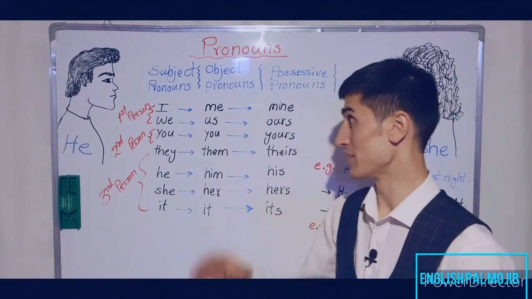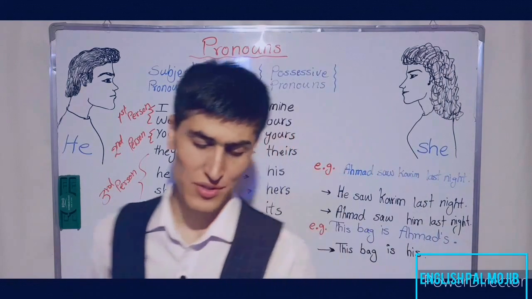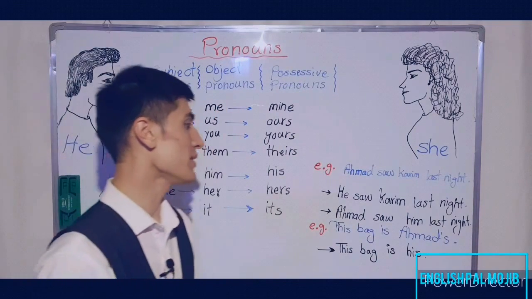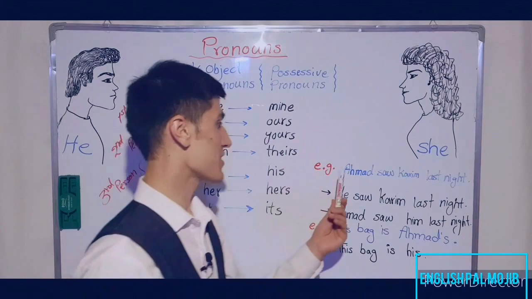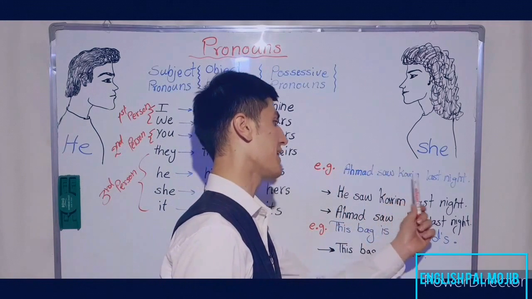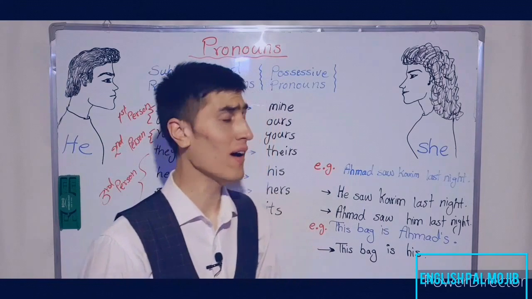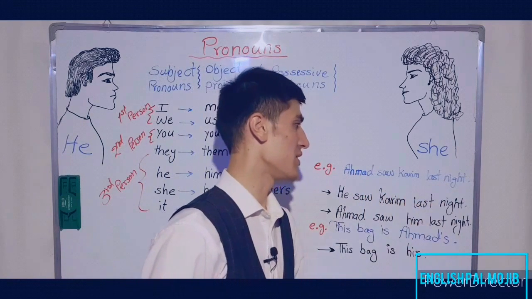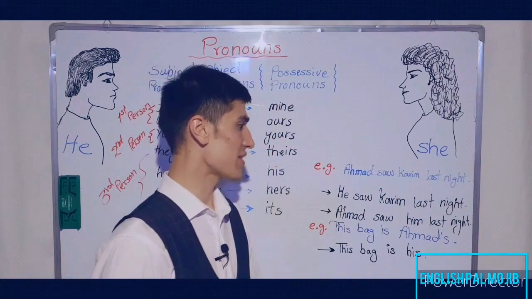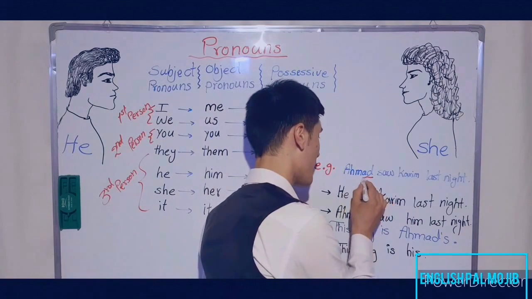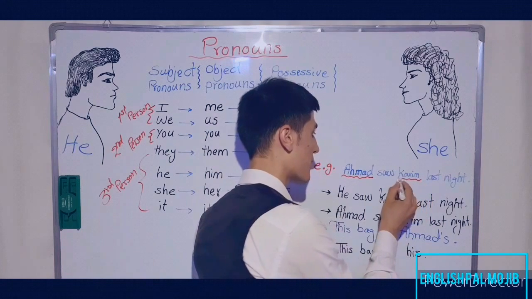So first here we have subject pronouns, then we have object pronouns, and then we have possessive pronouns. So what are these? I have some examples here in order to clarify the point. So as you see in the first example, Ahmad saw Karim last night. In this example, we have two nouns. One is Ahmad and the other one is Karim.